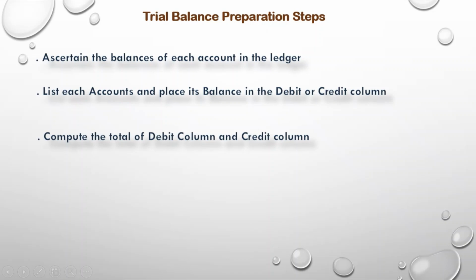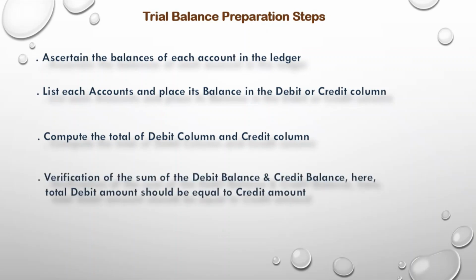Next, after putting all the balances into the debit and credit side, you have to total the debit and credit columns, and the debit and credit columns should match. After making the computation, you need to verify the sum of debit column balances and credit column balances. Here the total debit amount should be equal to the credit amount so that your trial balance matches.